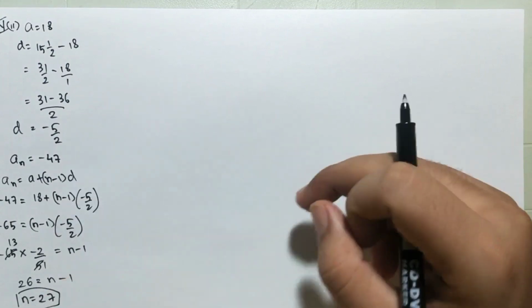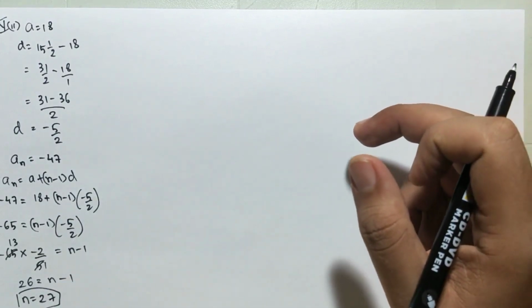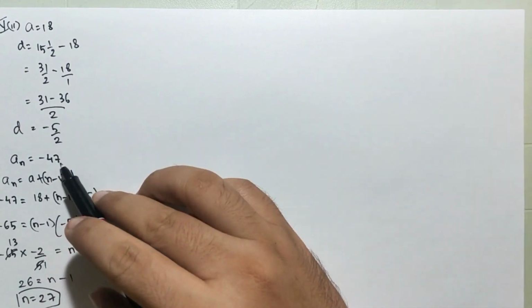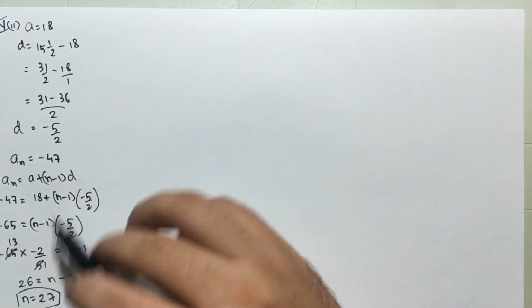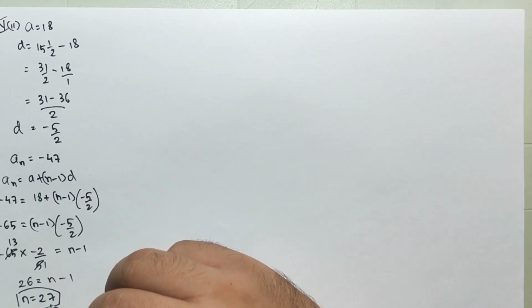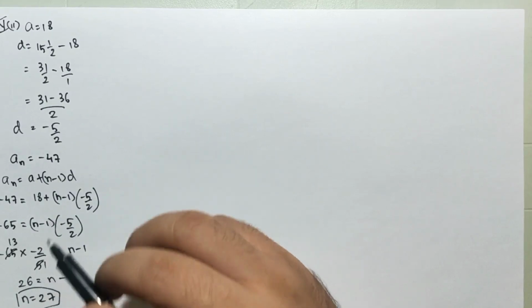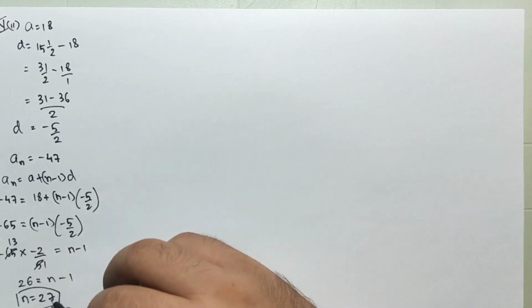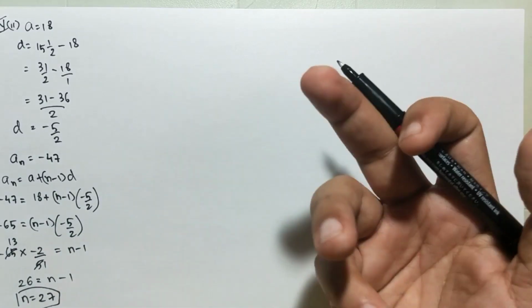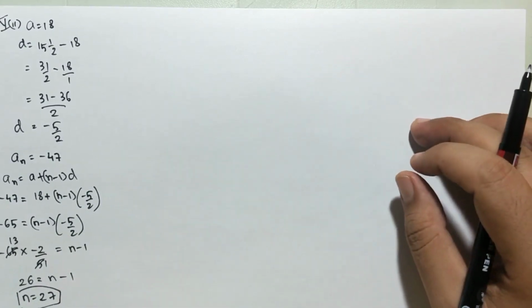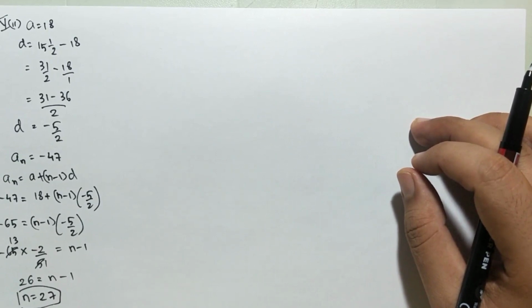तो टोटल नंबर ऑफ टर्म्स कितनी हुई? 27. अंडरस्टूड कि लास्ट टर्म ये दी हुई थी -47. -47 कौन सी पोजीशन पे आ रही है? 27th पोजीशन पे आ रही है. तो ऑब्वियसली अगर लास्ट टर्म 27th पोजीशन पे आ रही है, मतलब टोटल नंबर ऑफ टर्म्स कितनी है? 27. इसका जो फर्स्ट है वो आप खुद कर सकते हैं.